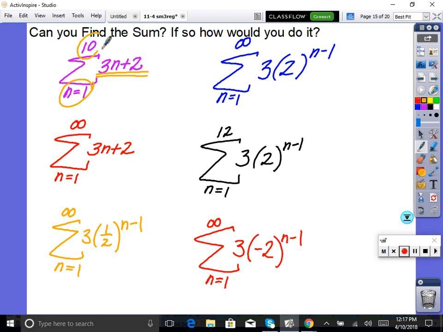You know the start and end. Don't we just type it into our calculator? Yeah. Okay, cool. So you just type it into your calculator. Okay, next one.